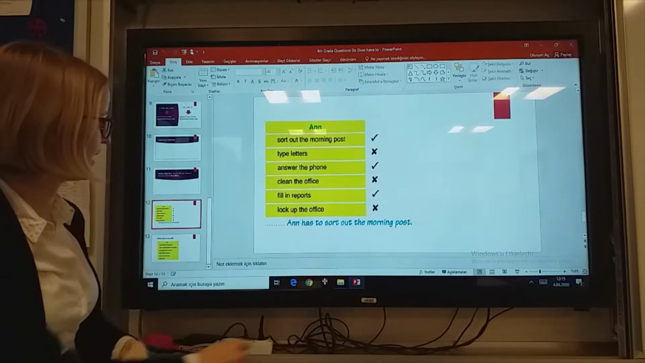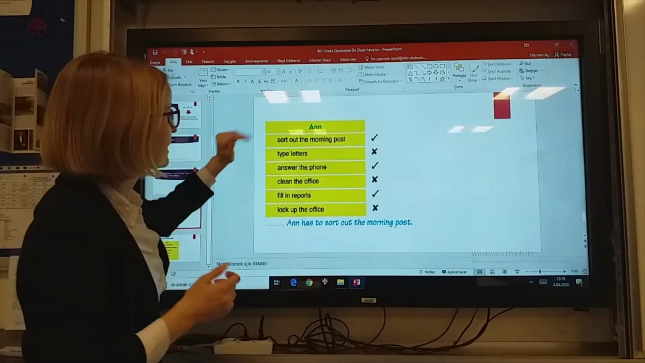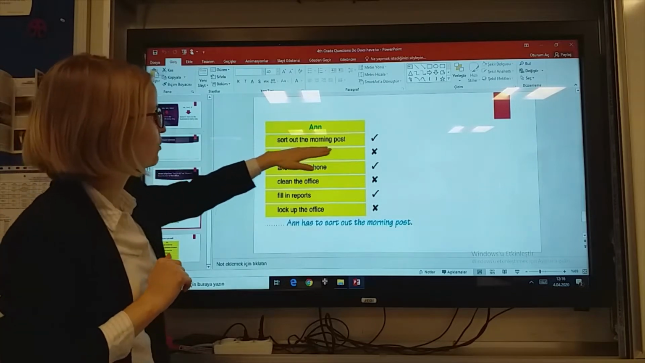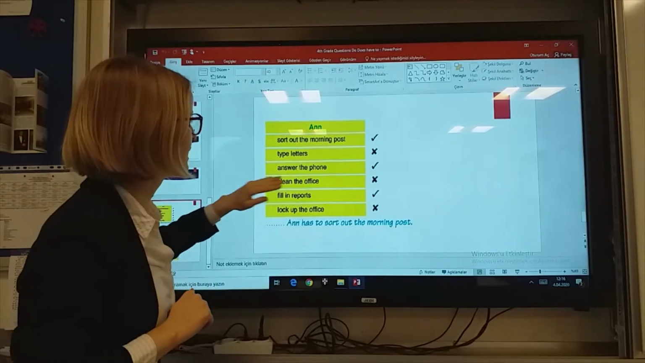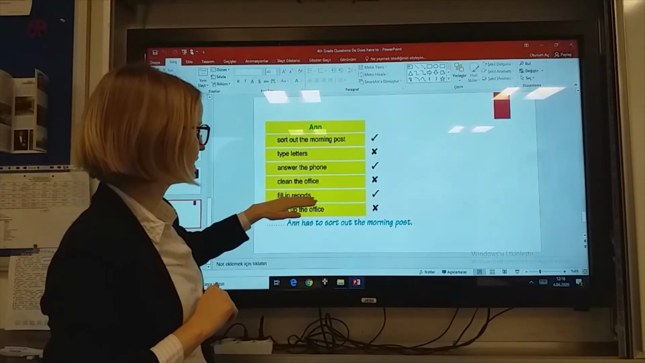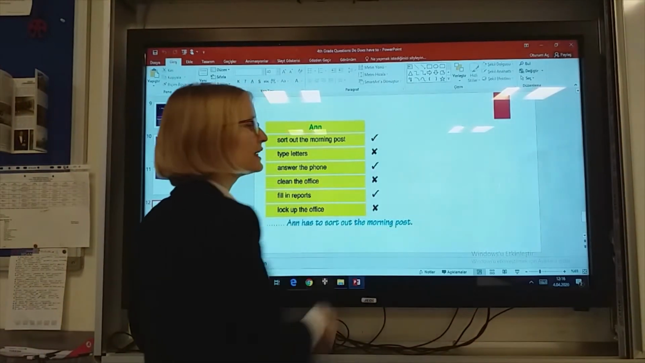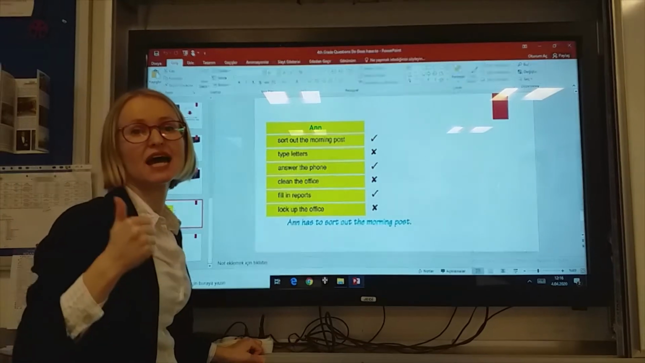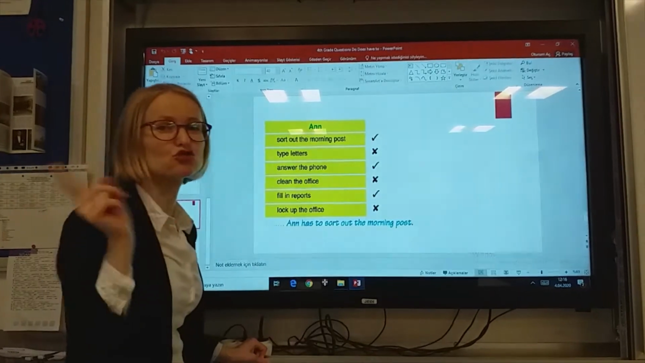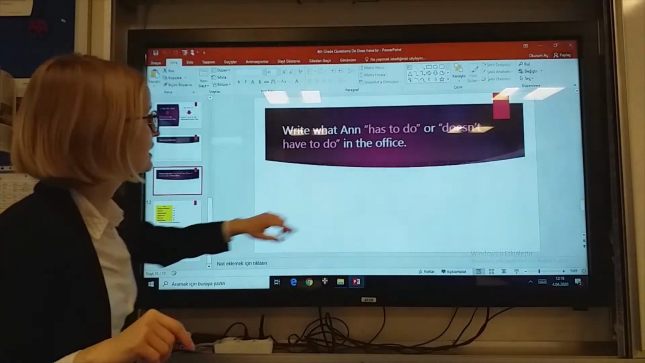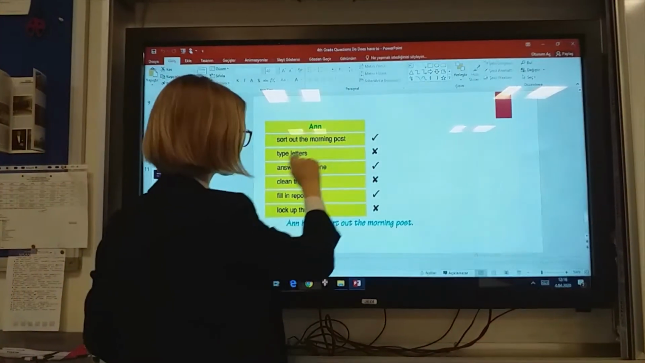Let's see, what do we have here? Anne, let's read. Anne, sort out the morning post, type letters, answer the phone, clean the office, fill in reports, lock up the office. And here, look, here is a tick. It means yes, she has to do. And cross means not. She doesn't have to do.